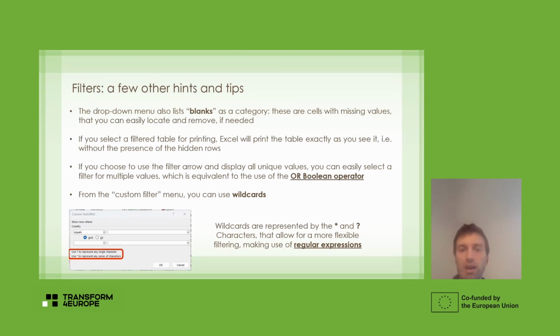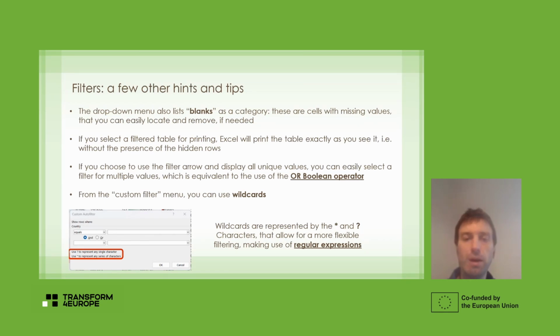So basically, what you can do from the drop-down menu as well is that you can select and deselect by clicking on the tick box that you have on the side of each unique value, whether you want to include them or not. This is exactly the equivalent of running an OR Boolean operator.